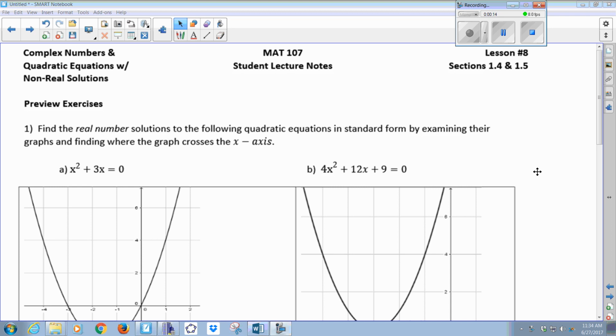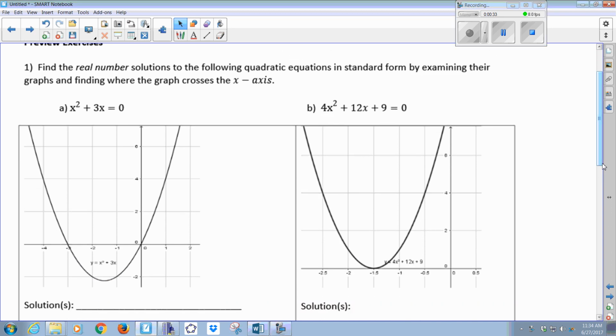Today we're going to continue our work with quadratic equations, but in this section we're going to be looking at quadratic equations that do not have real numbers as solutions. So as you can see, the topic today is complex numbers and quadratic equations with non-real solutions.